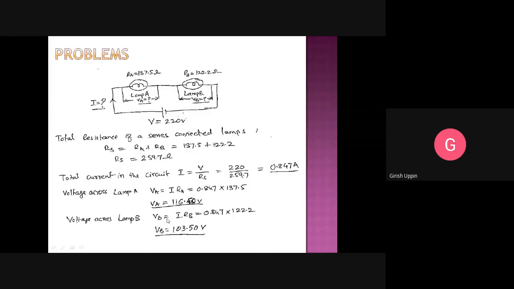Now, this is how you can find the voltage across lamp A and the voltage across lamp B. Now, let us say I have calculated the voltage across lamp A. That means 116.5 is known. Is there any other way of calculating VB? One way is we can use I into RB. Is there any other way? I know what VA is. Is there any other way to calculate VB from the characteristics of a series circuit? Which characteristic will you use so that you can find VB?